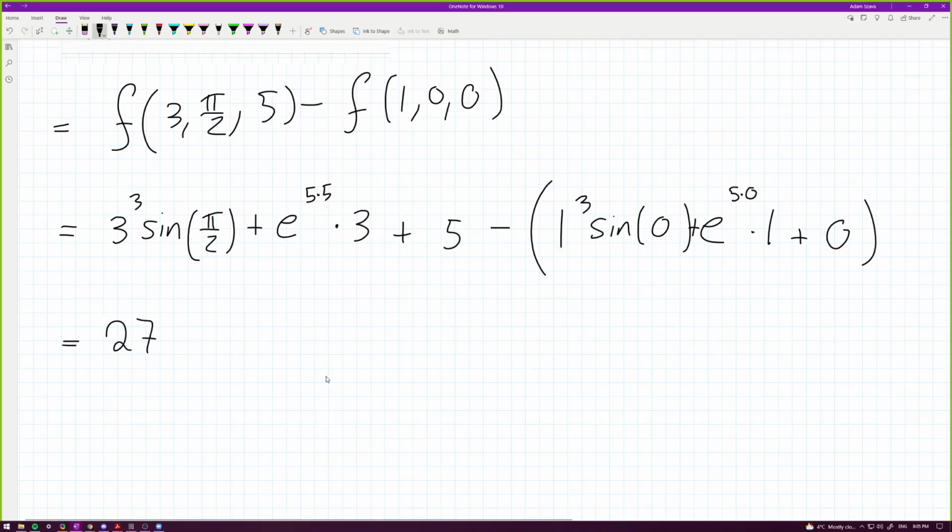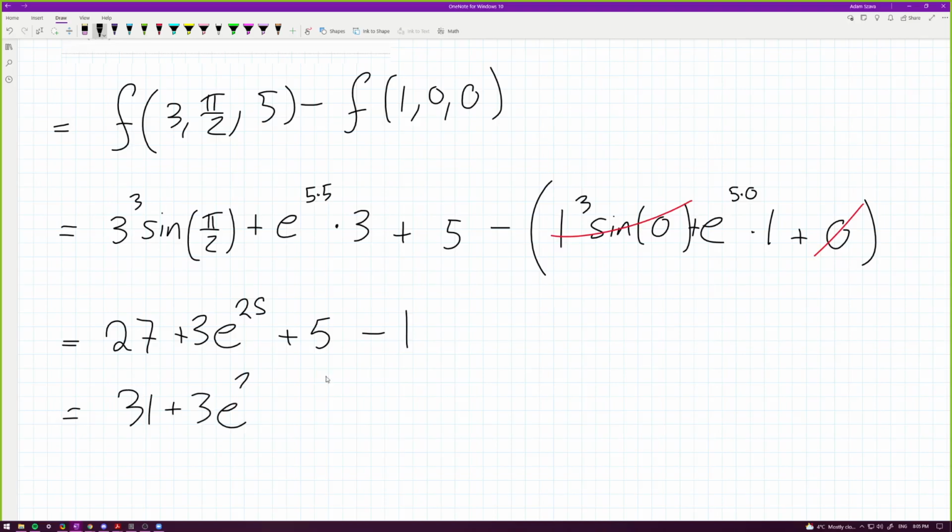So that's going to be 27. Sine pi over 2 is, I can't remember sine pi over 2 at this moment. Sine 90. Yeah, 1. That makes sense. There you go. So plus e to the 25. So 3e to the 25 plus 5 minus, well, that's obviously 0. That's 0. So we just have, that's 1. So it's just minus 1. So I got plus 4. So 31 plus 3e to the 25. And I certainly hope that's the answer. Yes, that is one of the options. So I would be surprised if it wasn't. There you go. That is one of the answers.